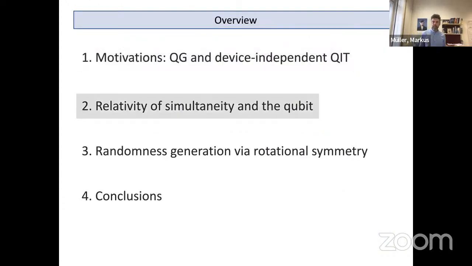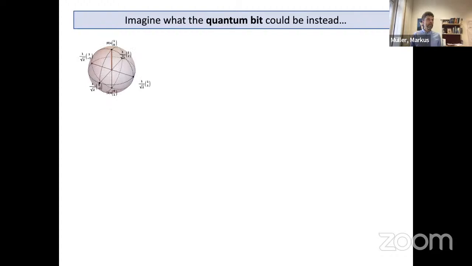All right, so let me begin with a thought experiment that we had with Andy Garner and Oscar Dahlsten already in 2014. And the idea is to think about the constraints of relativity of simultaneity on a qubit. What you have to do is you have to imagine how could the quantum bit be different. So here's a quantum bit, a qubit state space. It's basically a three ball. The pure states are somewhere on the boundary, mixed state is in the center.